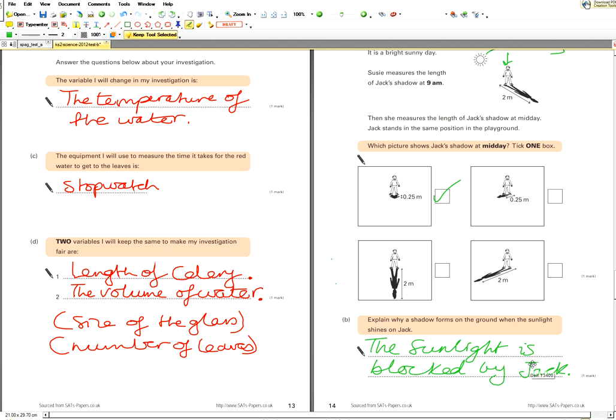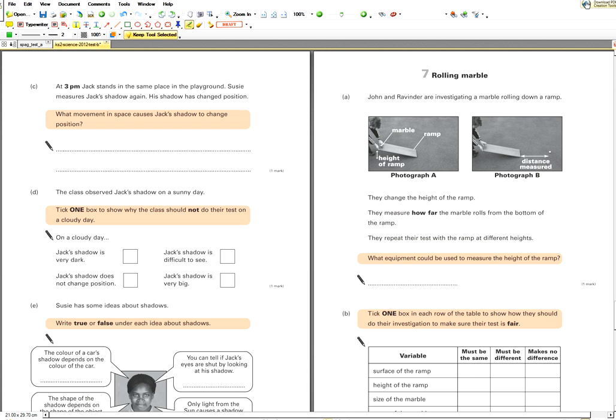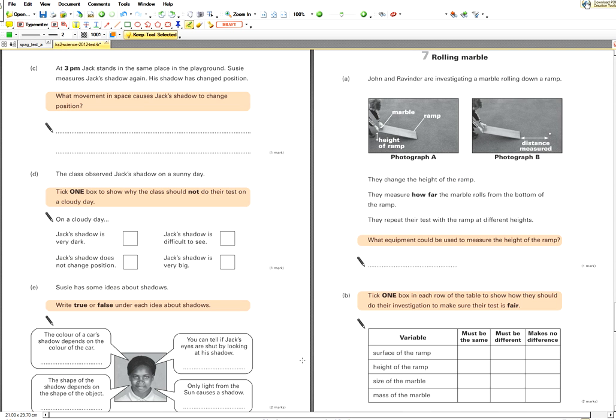Okay, the sunlight can't go through Jack's body, so you get a shadow. So shadow occurs when light is being blocked, because Jack is opaque. I mean, he doesn't allow light to pass through him. Jack is opaque.